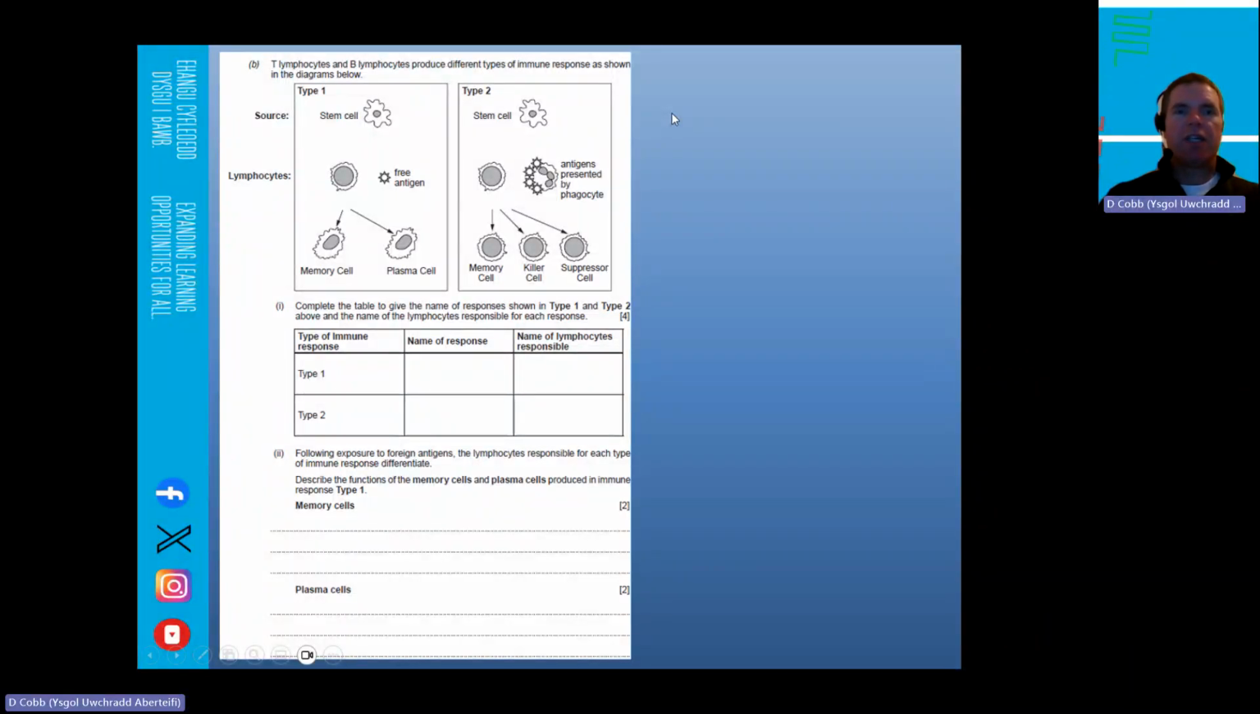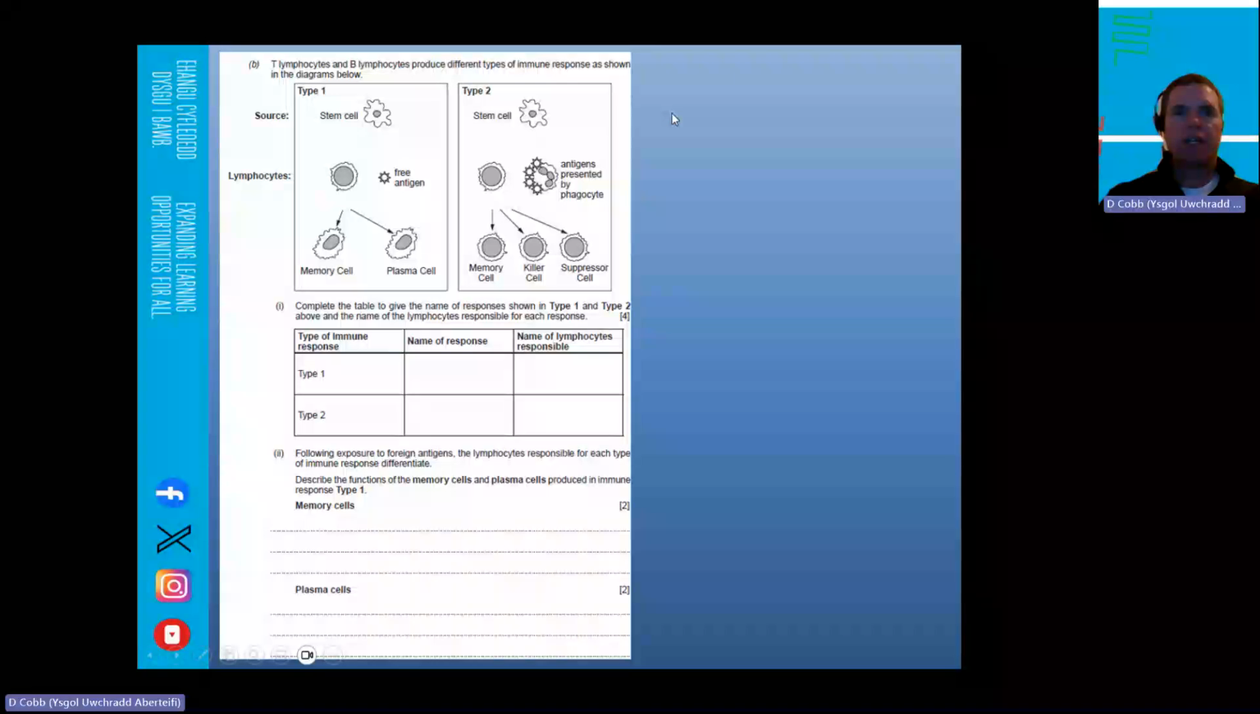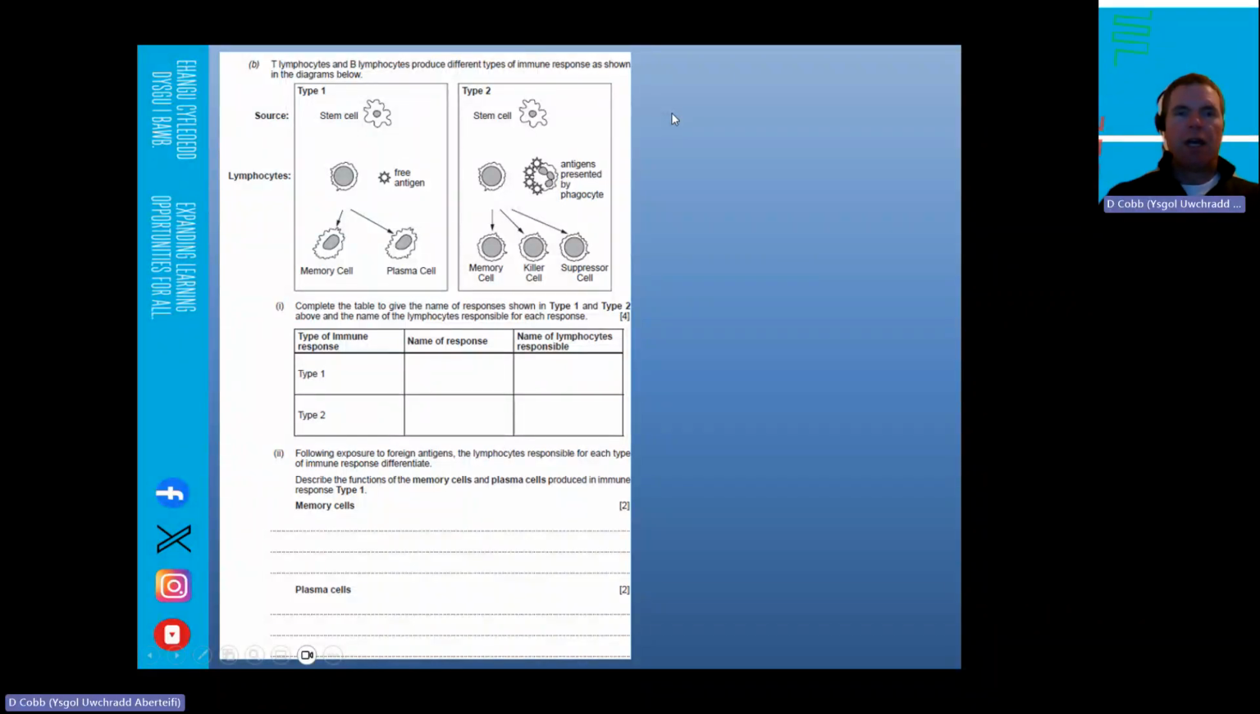So there we are. T lymphocytes and B lymphocytes produce different types of immune response as shown on the diagrams below. It says complete the table to give the name of the responses shown in type 1 and type 2 above and name the lymphocytes responsible for each response. Now, this is a 4-mark question, which I think is an absolute gift. Your job is just to identify whether it's cell-mediated or humoral and know which is which. So I put the answers on here.